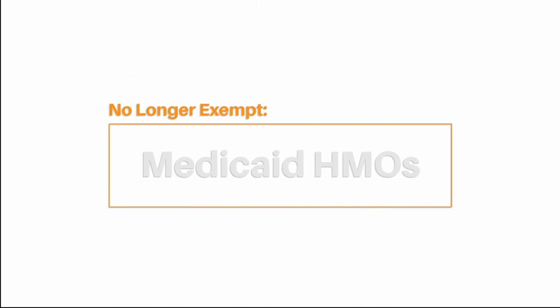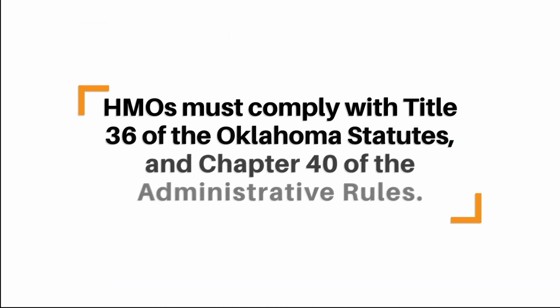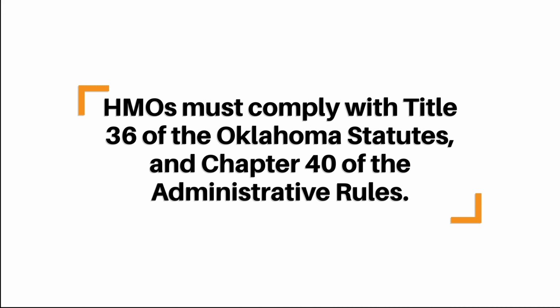And finally, an exemption is no longer approved for Medicaid health maintenance organizations. Hopefully you can recall our earlier discussion about HMOs during our review of House Bill 1060. For the purposes of this amended rule, all you need to know is HMOs must comply with the statutes in Title 36 of the Oklahoma Statutes and Chapter 40 of the Administrative Rules.